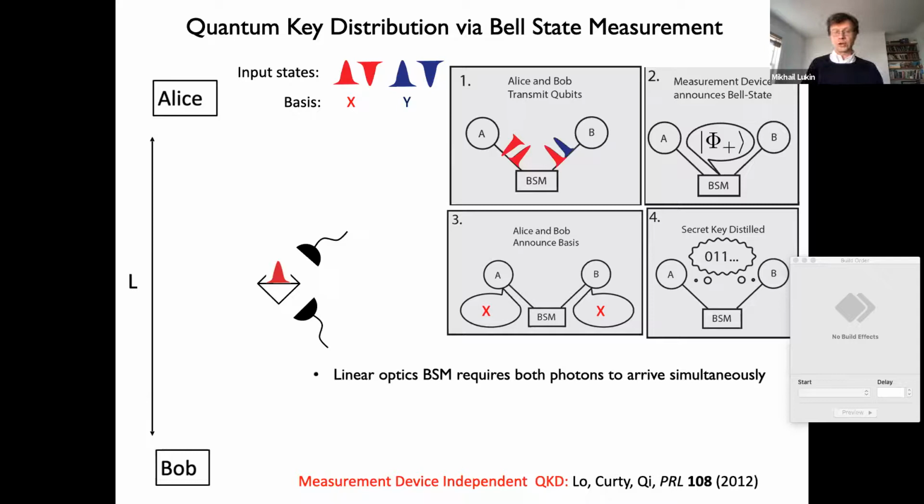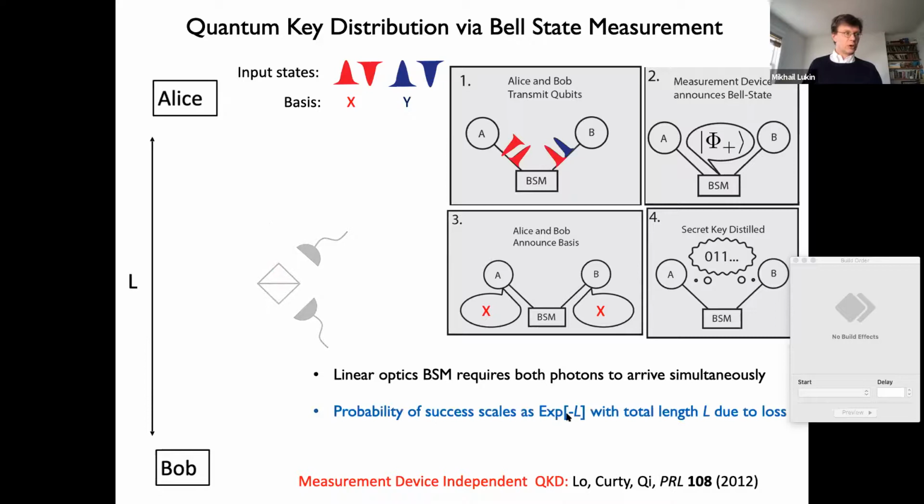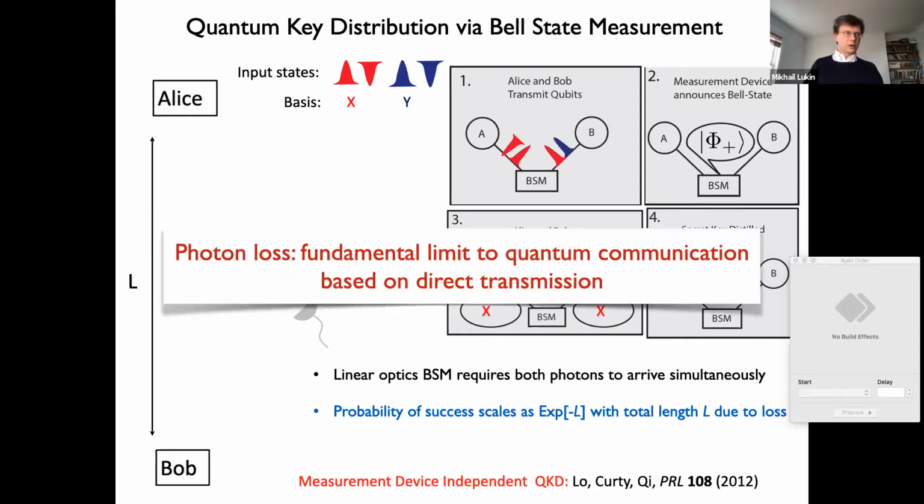So that's this loss problem. Basically, what it means is that for channels larger than 100 or so kilometers, this becomes very impractical. So how can our memory help?